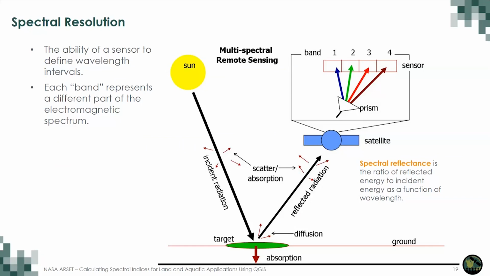So that brings us to spectral resolution, which is the ability of a sensor to define the wavelength intervals or ranges. When we use the word band, we're referencing a wavelength range and how the satellite is making the distinctions between different ranges. So each band represents a portion of the electromagnetic spectrum, and if you have the reflection of an object at different wavelengths, you can use band math or simple calculations to identify differences.